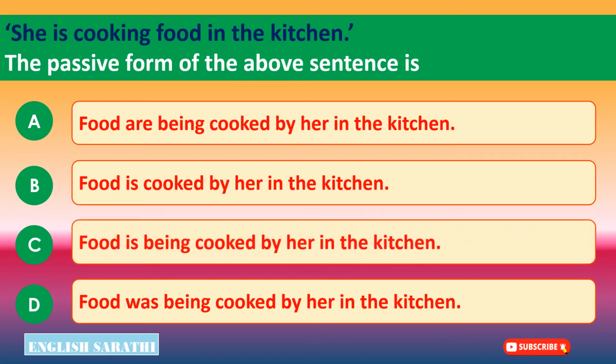The correct option is option C. Food is being cooked by her in the kitchen. Is cooking changes into is being cooked because the sentence is in the present continuous tense.